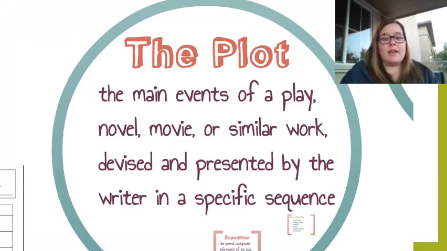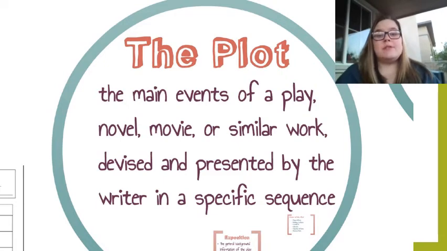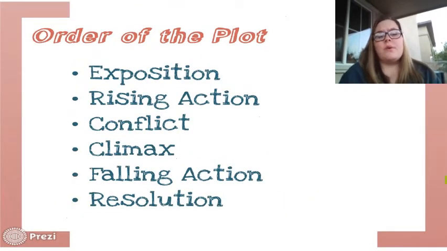So the plot of a narrative contains the main events. So it can be of a play, a novel, a movie, or similar work. We're going to be focusing on narratives, but it has to be in a specific order for it to be correct. So it's presented in a specific sequence by a writer, and in order for it to be correct, it has to follow a set order. So the order of that is extremely important, like I just said. So I want you to make a note of this, maybe put a star next to it or highlight it or something, just so that you remember it.